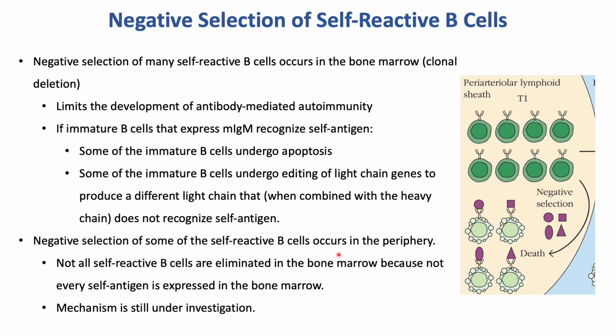The negative selection of some of the self-reactive B cells occurs in the periphery. Not all these self-reactive B cells are eliminated in the bone marrow because not every self-antigen is expressed in the bone marrow. But still, this mechanism is under investigation. It's not fully understood.